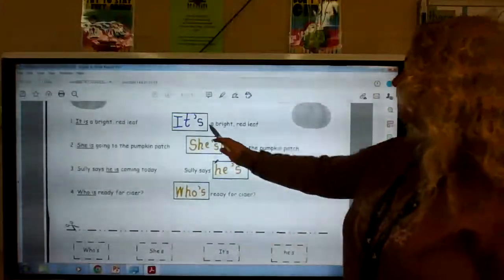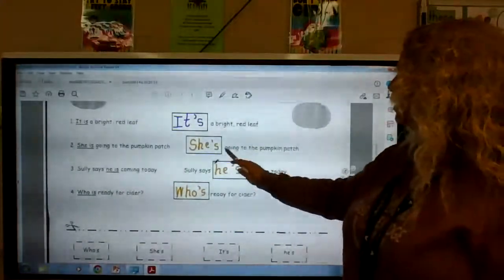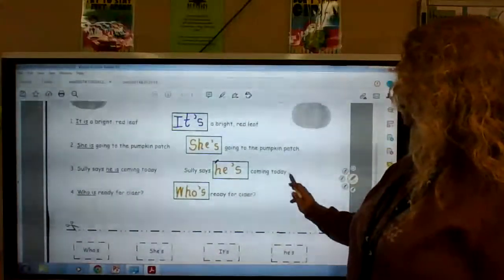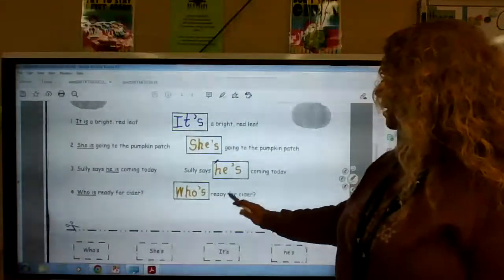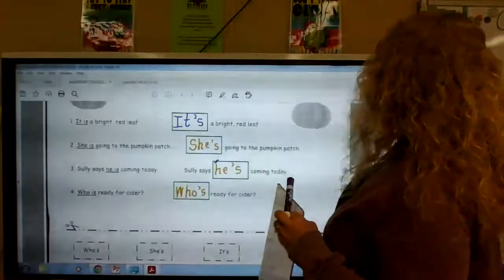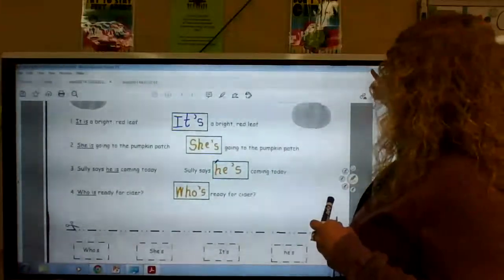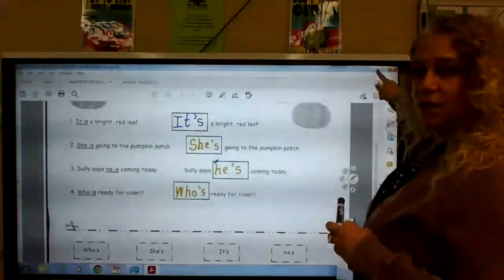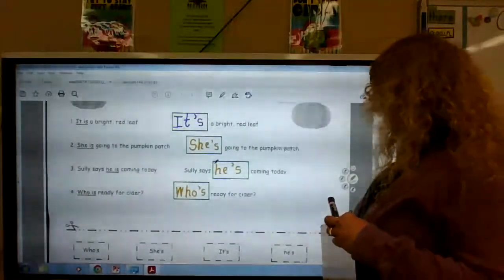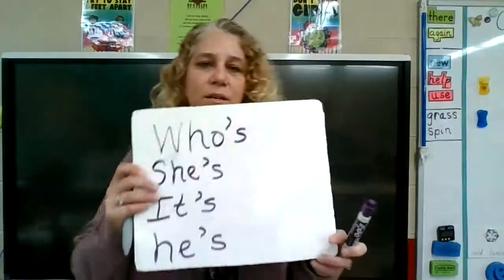Okay, so now we have it's a bright red leaf. She's going to the pumpkin patch. Sully says he's coming today. Who's ready for cider? Those are your is contractions. Pause me if you need to get caught up. Okay. All right. So remember, we went over our is contractions today and our plural nouns.